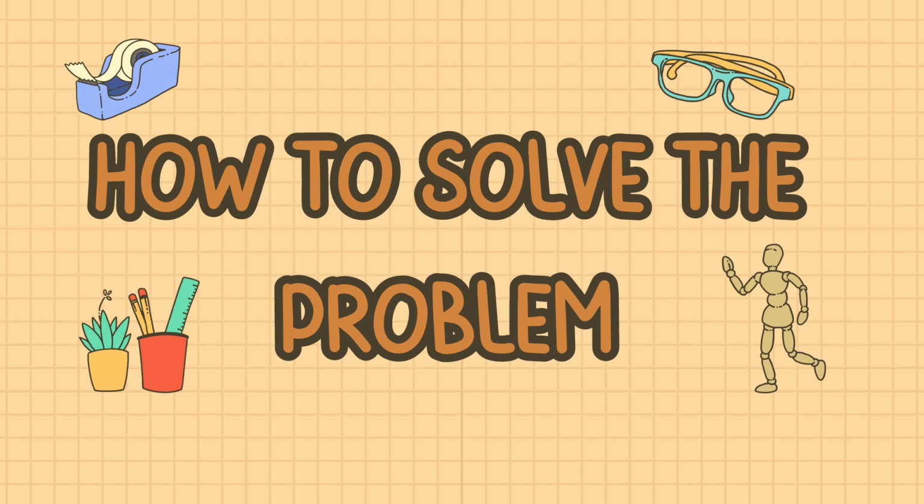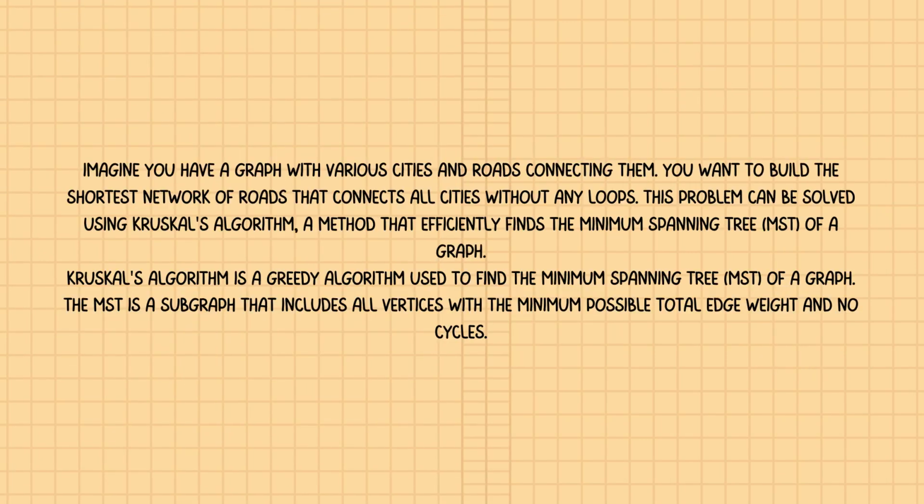So we continue to our last part, which is how to solve the problem. Imagine you have a graph with various cities and roads connecting them. You want to build the shortest network of roads that connects all cities without any loops. This problem can be solved using Kruskal's algorithm, a method that efficiently finds the minimum spanning tree, MST, of a graph. Kruskal's algorithm is used to find the minimum spanning tree of a graph. The MST is a subgraph that includes all vertices with the minimum possible total edge weight and no cycles.